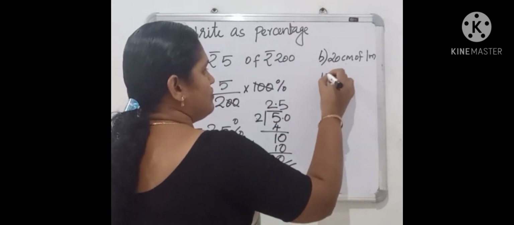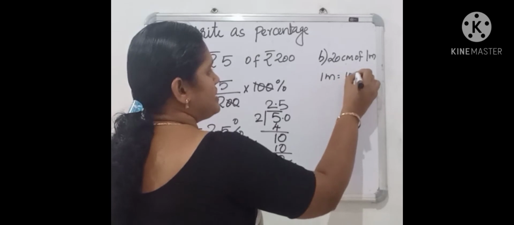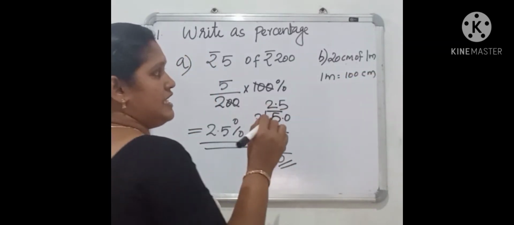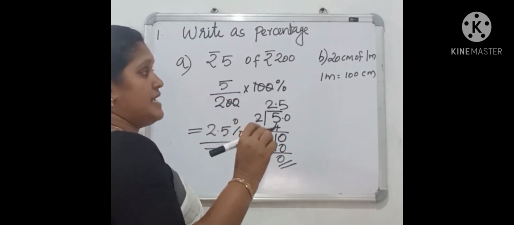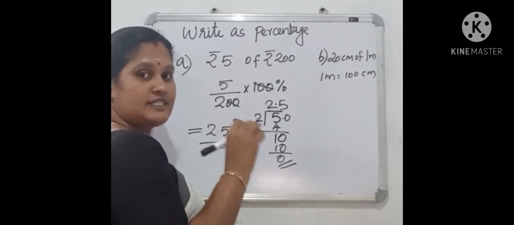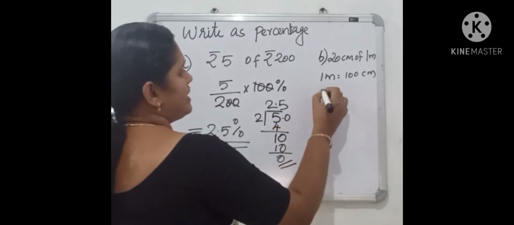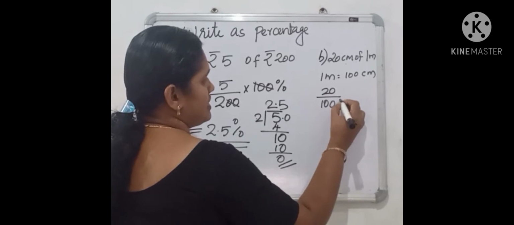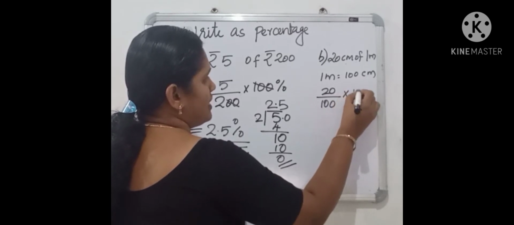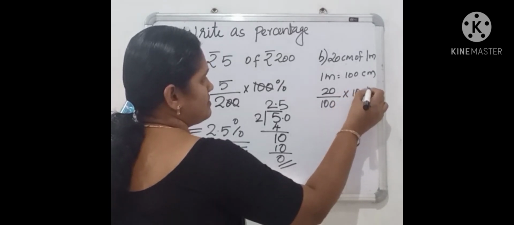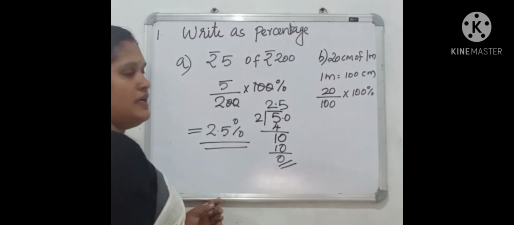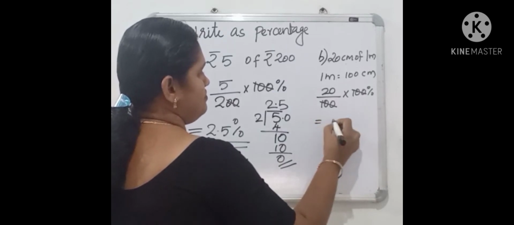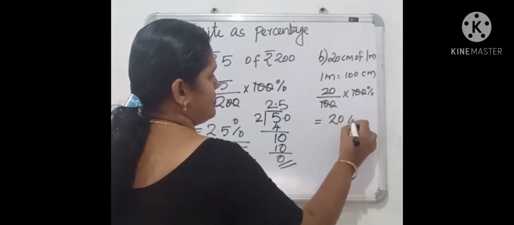Okay, next, B, 20 centimeter of 1 meter. We know that 1 meter is equal to 100 centimeter. 20 centimeter is how much percentage of 1 meter? That is the question. So we can write 20 centimeter out of 100 centimeter into 100 percentage. Clear? Cut hundreds, which equals 20 percentage.